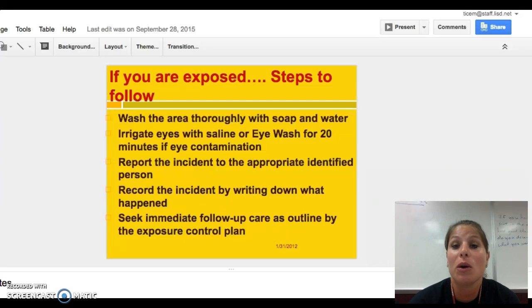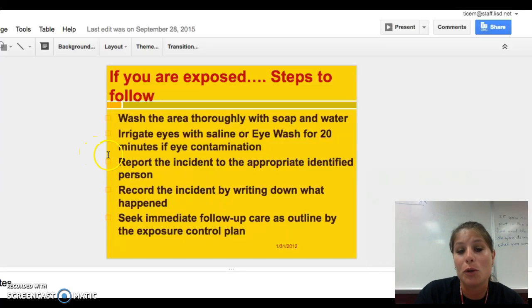If you are exposed, and this is to anything, okay, we want to wash through the area thoroughly. You guys know, like when you were in your science labs and they have the eye wash stations, same thing. All right, flush out the area. If it is in your eyes, you can use saline solution or eye wash. Use it 20 minutes. It's a lot. Just keep going. Flush both eyes out, whether you just got it in one or the other.